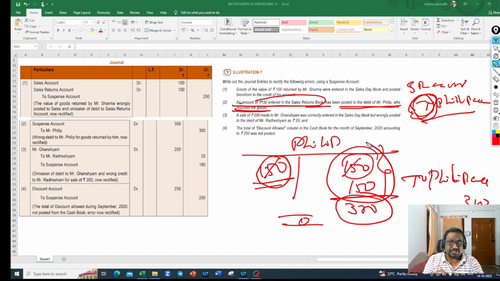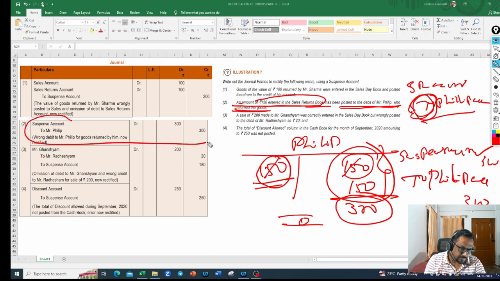Credit shortage would have been posted to suspense account in credit side. So now that credit suspense account I need to rectify. Credit suspense account, if I want to rectify, I need to debit it. So suspense account debit to Philip account 300 rupees. This is how the entry has to be posted.